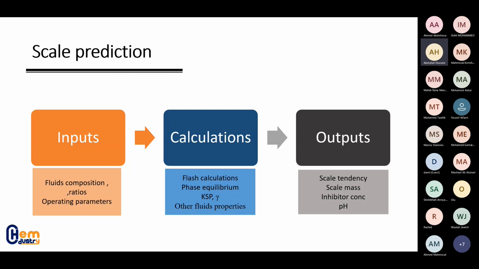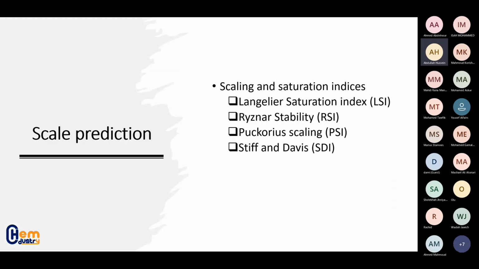So the scale prediction software are not just used for the scale prediction. You can use them for other applications as well, especially when you look into the features inside each software. We also have in the scale prediction the saturation index and the scaling index, such as the LSI, and these other ones you can see there. These ones are of limited use, especially in the oil industry, and also some of these are actually integrated inside some of the scale prediction software.